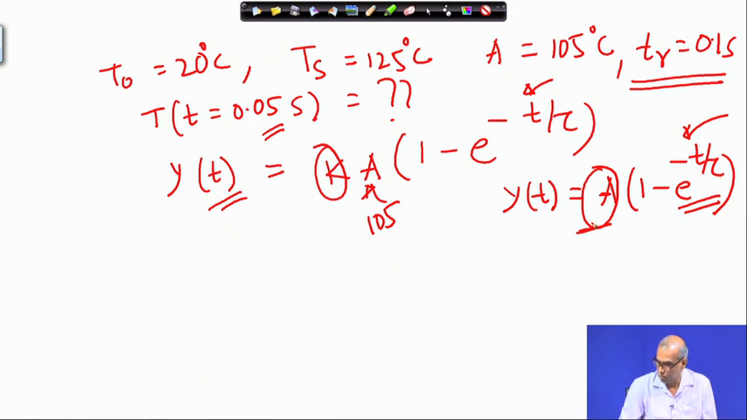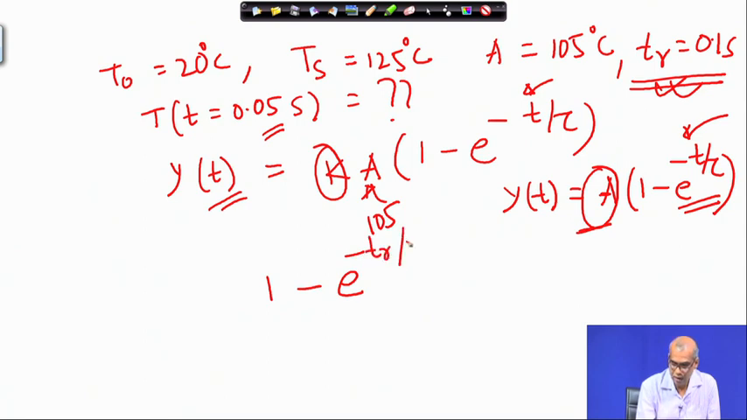So, y(t) equal to A is the final response. So, 90% will be achieved in t_r time. So, what we can write is 1 minus e to the power minus t_r by tau is equal to 0.9.